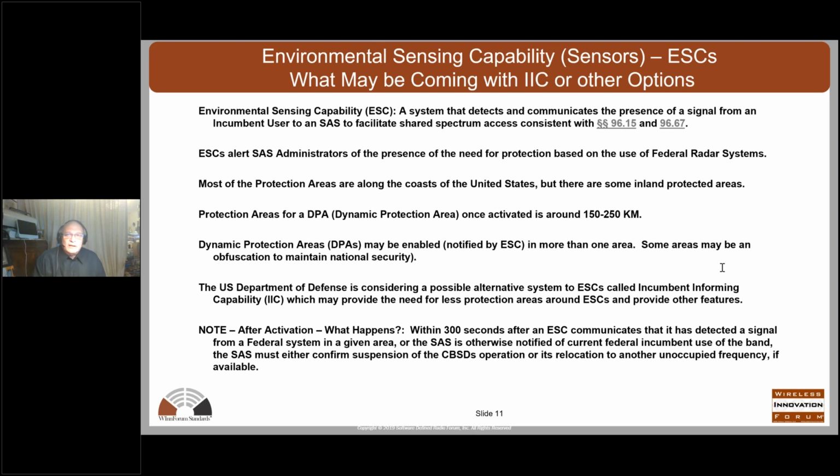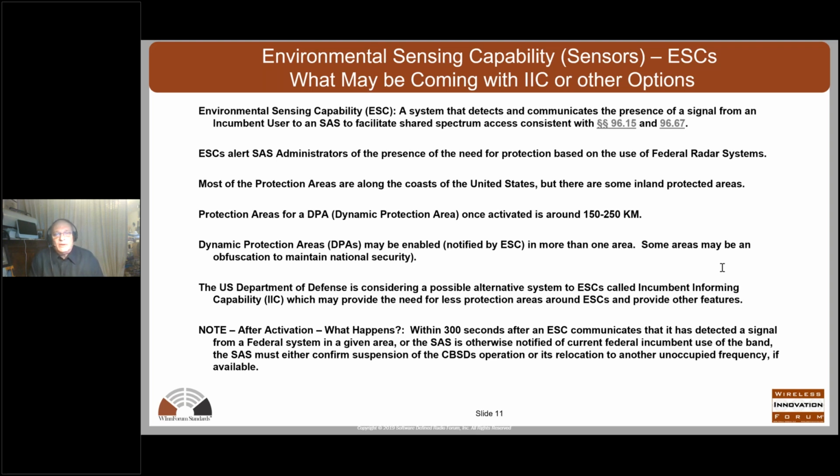When a dynamic protection area is called, a protection area can be between 150 and 250 kilometers, depending upon its specific region. The other thing that needs to be protected is the ESC itself. Because it's a radio sensor that's very sensitive, the SAS will protect the ESC and the surroundings around it. And when a DPA is called, they will also protect the area that needs to be protected to make sure that the incumbent is not interfered with.